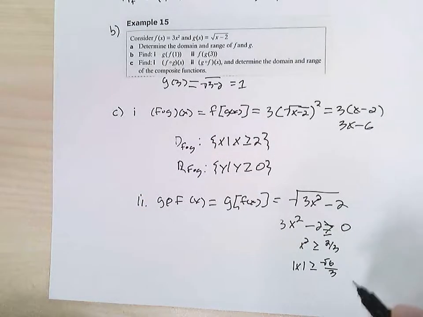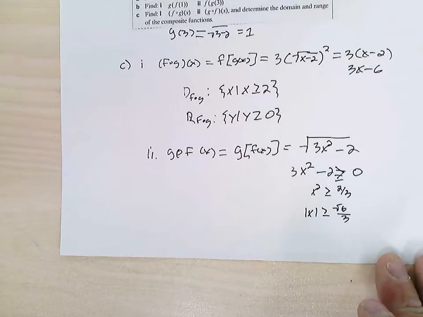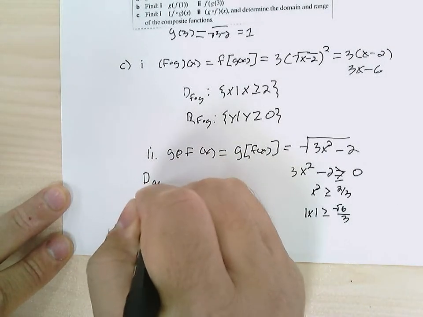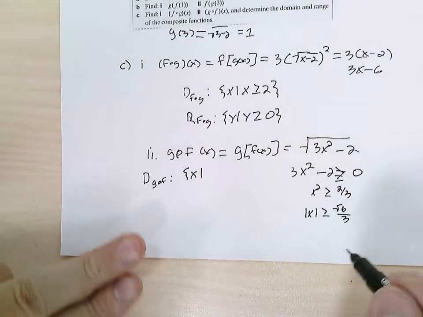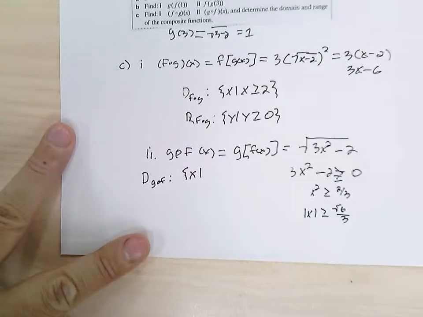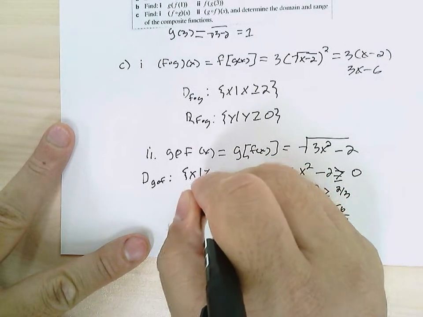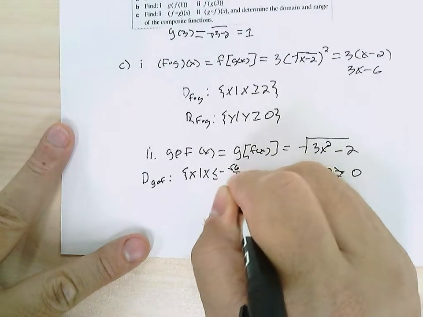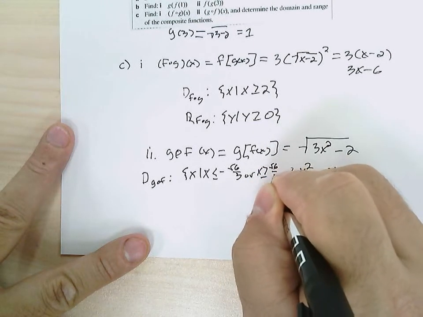You can go ahead and check work here by rationalizing the denominator. So what does this mean right here? That means I know that my domain of g of f is going to be x such that x is less than or equal to the negative of root 6 over 3, or x has to be greater than or equal to root 6 over 3.